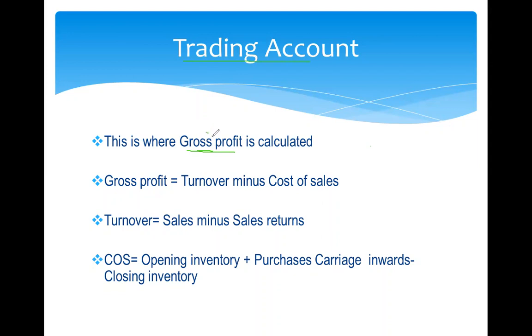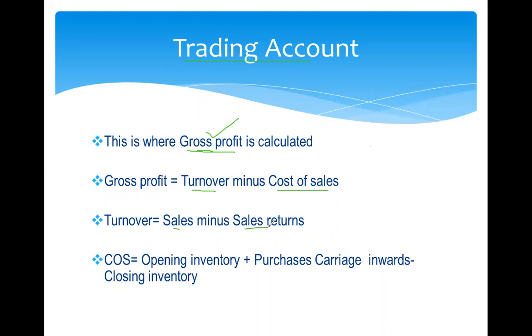But this also raises some questions: what is gross profit? Gross profit is determined as follows. Gross profit is equal to turnover minus cost of sales. Then someone also raised another question: what is turnover? Let me define turnover. Turnover is the difference between sales and sales returns.